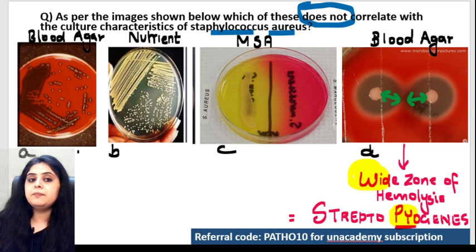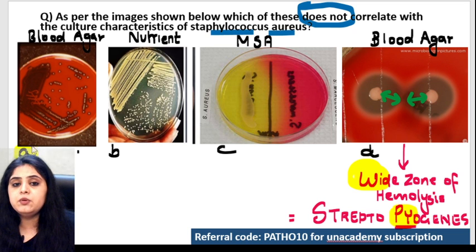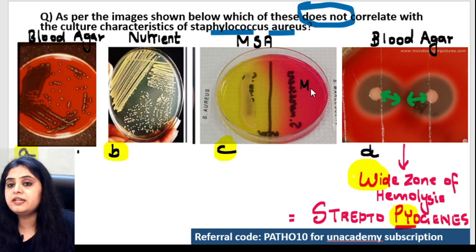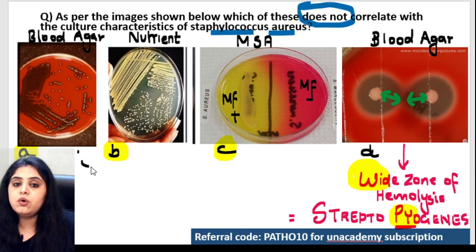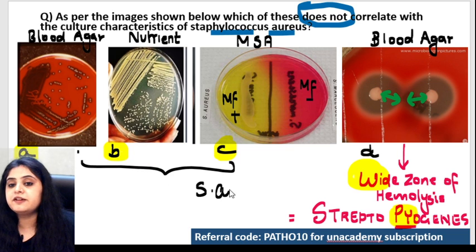So now when I come back, I think number 1, narrow zone of hemolysis is Staphylococcus. Golden yellow pigment is Staphylococcus. Here you see that this part is not a mannitol fermenting organism. This part is a mannitol fermenting organism because of the yellow color. So all 3 of these are related to Staph aureus. But when I see a wide zone of hemolysis, that is Pyogenes.